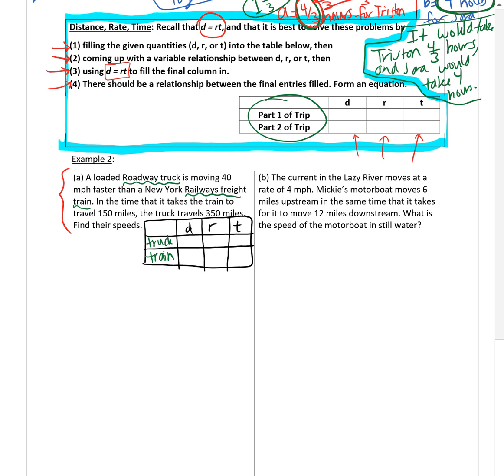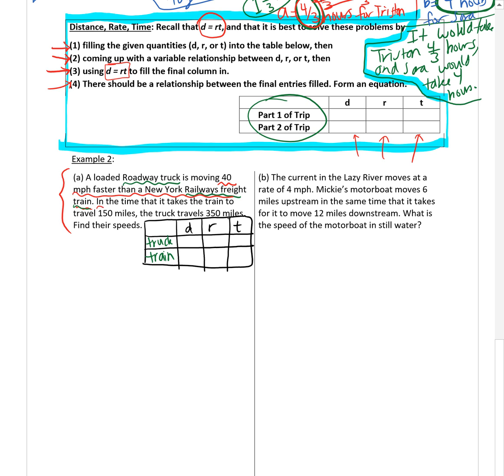one of the things that is given. Do they give me both distances? Do they give me both rates? Or do they give me both times? If I read it again, okay, the roadway truck is moving 40 miles an hour faster than the freight train. That doesn't really give me what either of them are. I don't really know their speeds. I just know that one of them is 40 faster than the other. So it doesn't really tell me anything. I think I'll use that later.